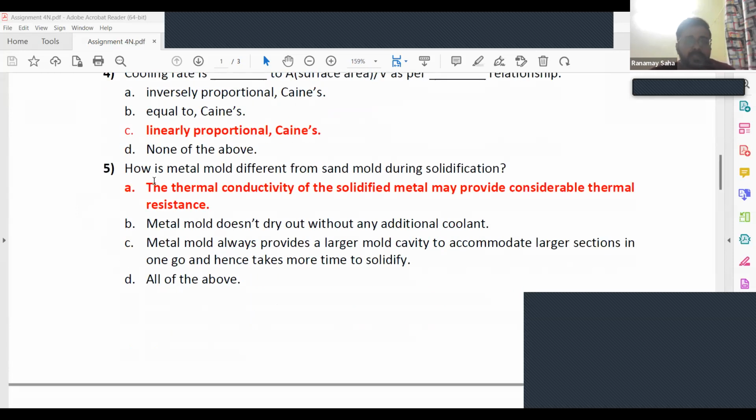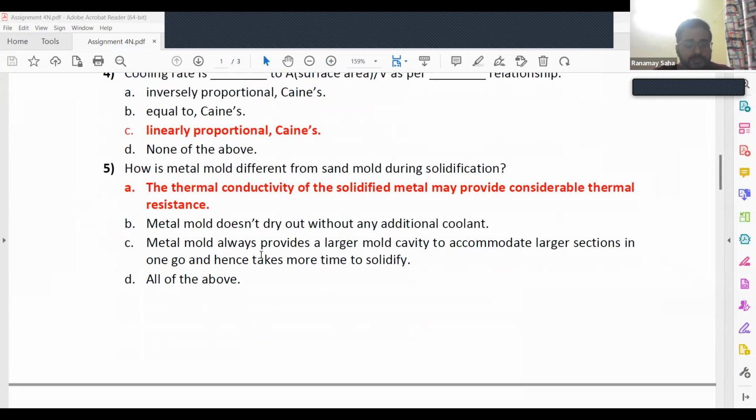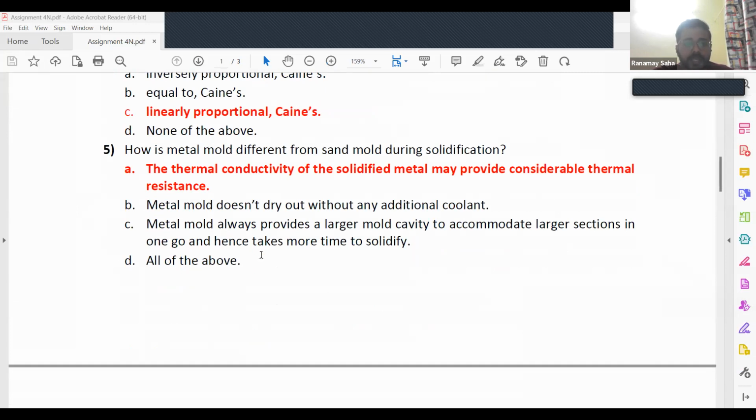Now it says, how is metal mold different from sand mold during solidification? What happens is that metal is always having a higher thermal conductivity as compared to sand, right? So the thermal conductivity of the solidified metal may provide considerable thermal resistance.